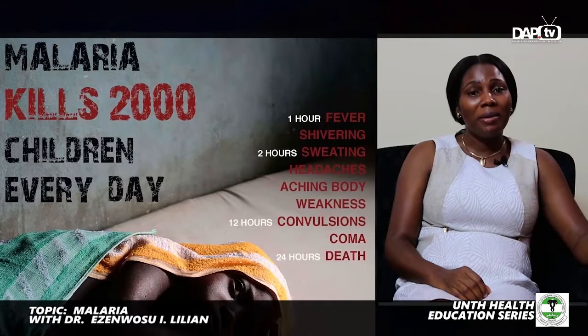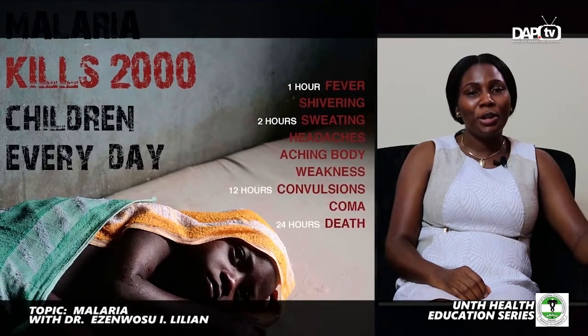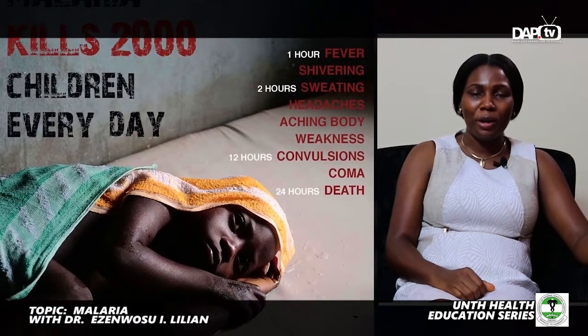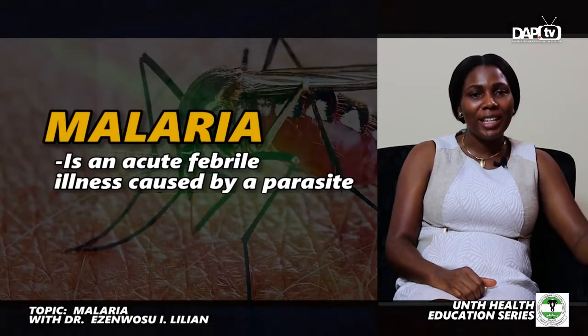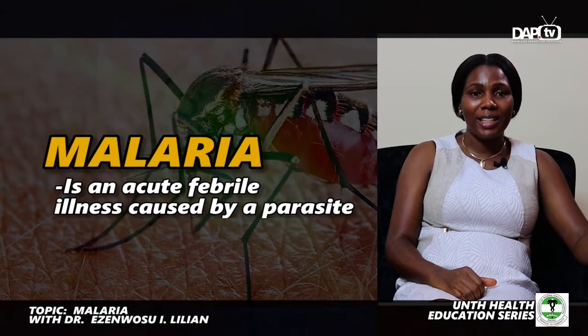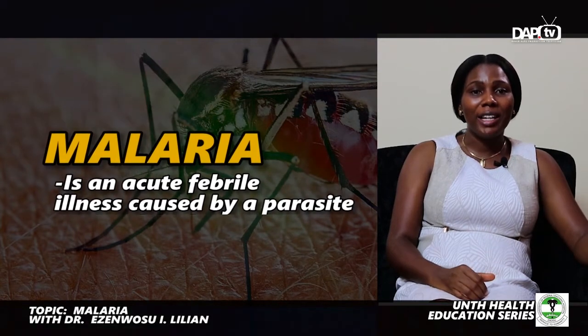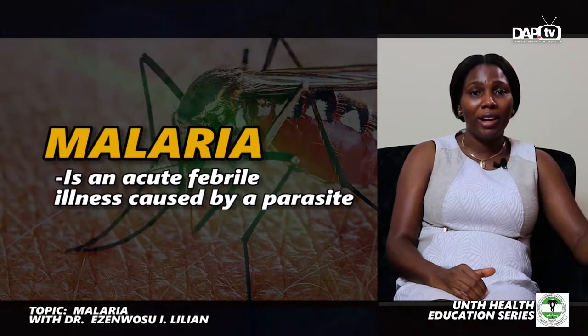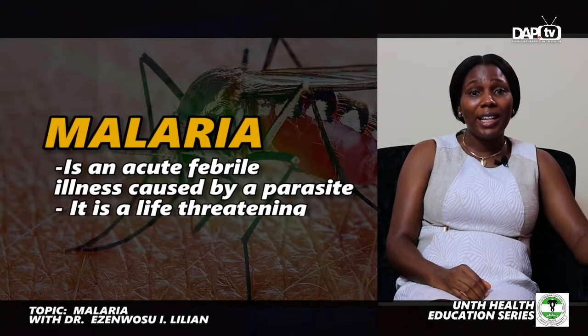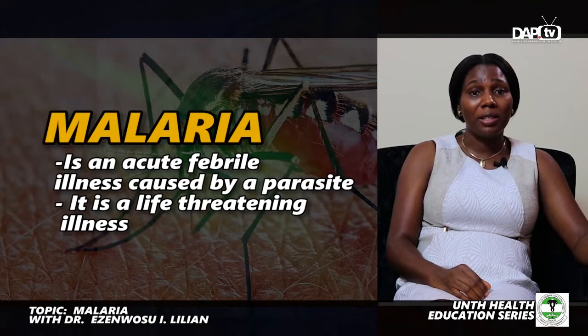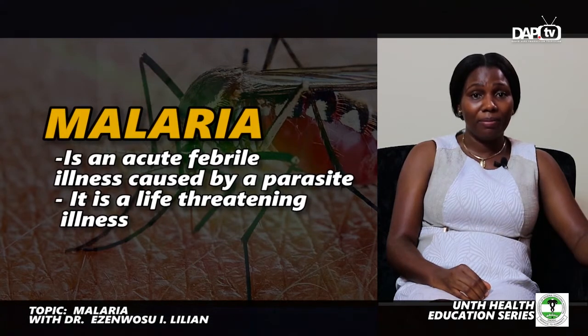When you talk about malaria in our locality, it is called Oyeba, which most of us know. But what is malaria? It's an acute febrile illness that is caused by a parasite. When you talk about acute febrile illness, it's a sudden occurrence of fever that occurs within a short period of time. Malaria is a life-threatening disease if not detected early, but it can also be prevented.